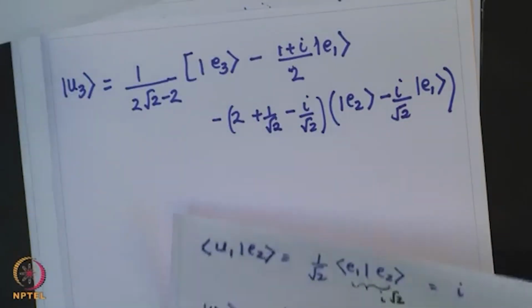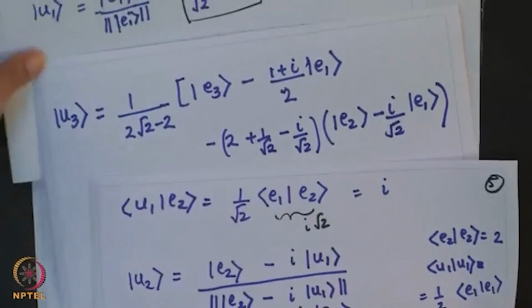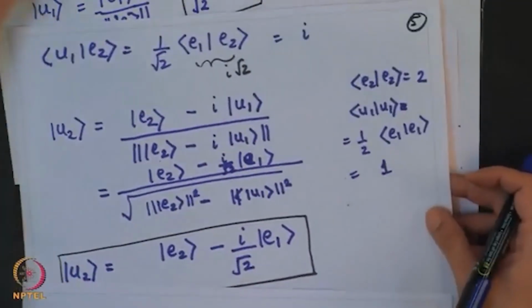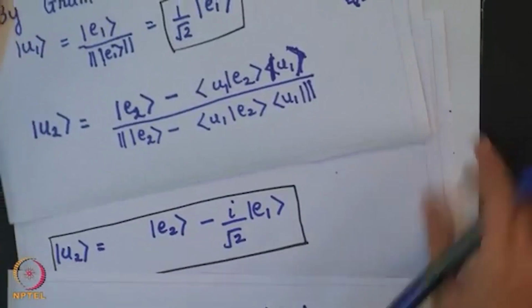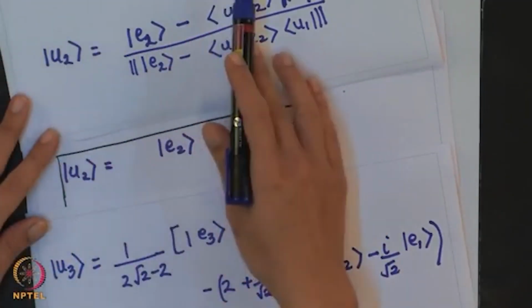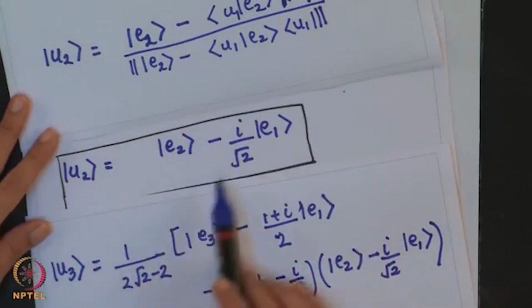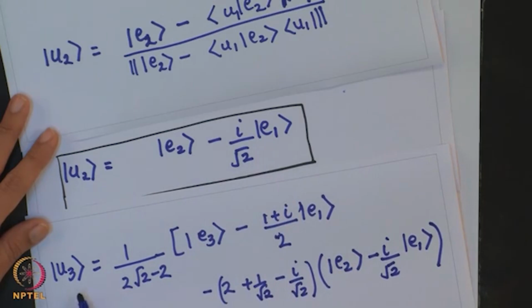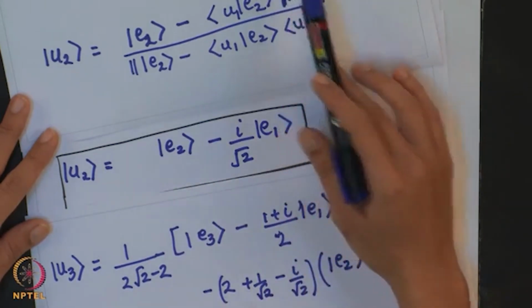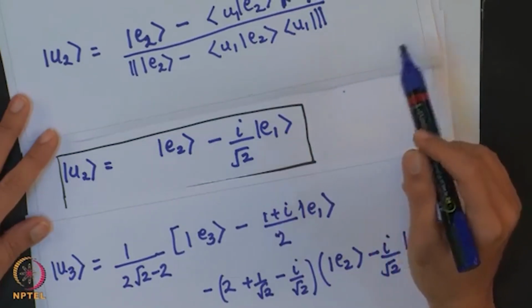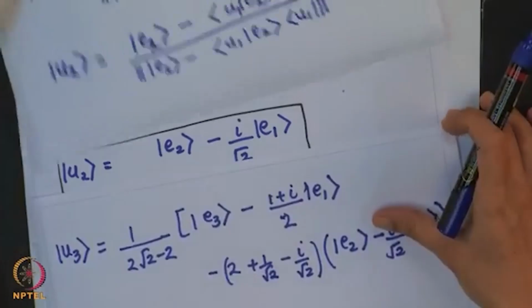So, let me put everything together. So, this is my E1, this is E2 and this is E3. Okay. So, you obtain U1 in terms of E1, U2 in terms of E2 and E1, and U3 in terms of this. So, you can check whether these are orthonormal sets of these three eigenkets.